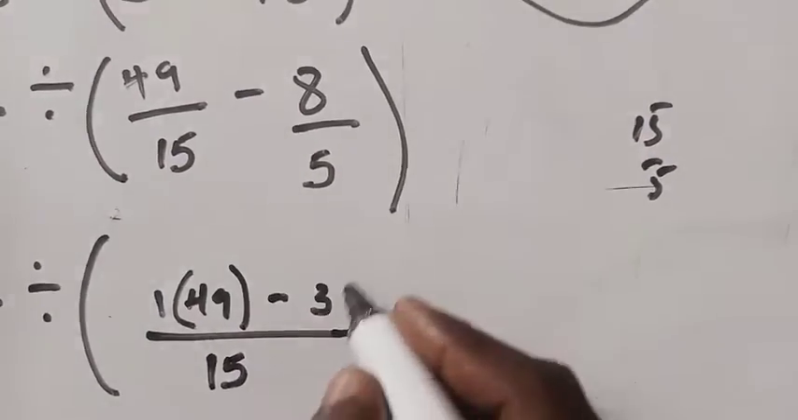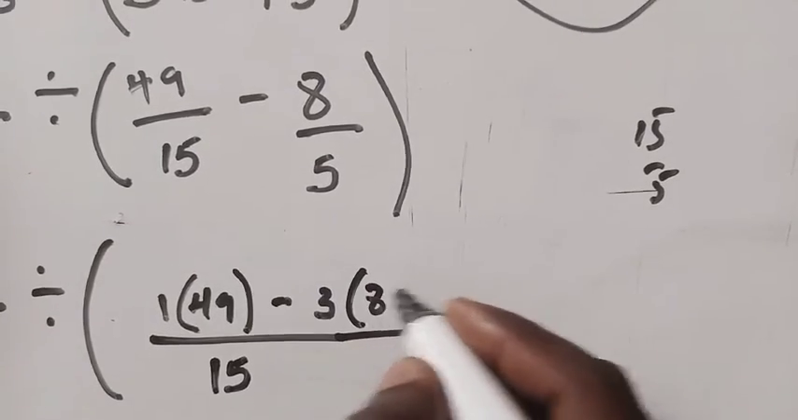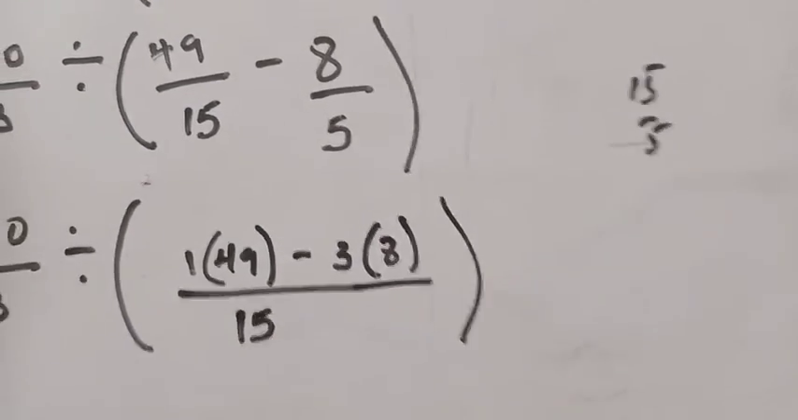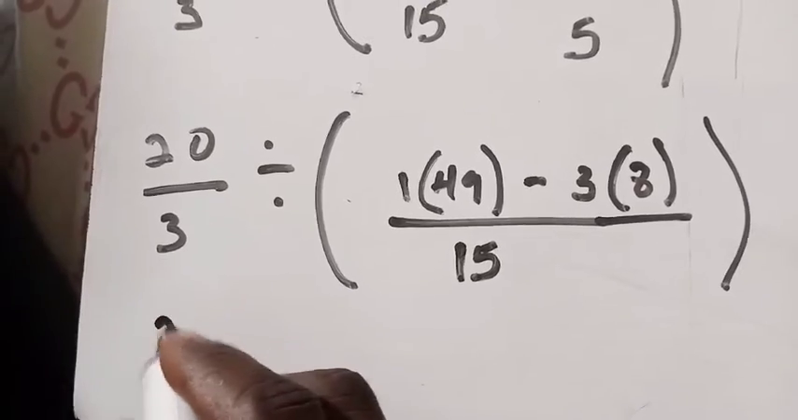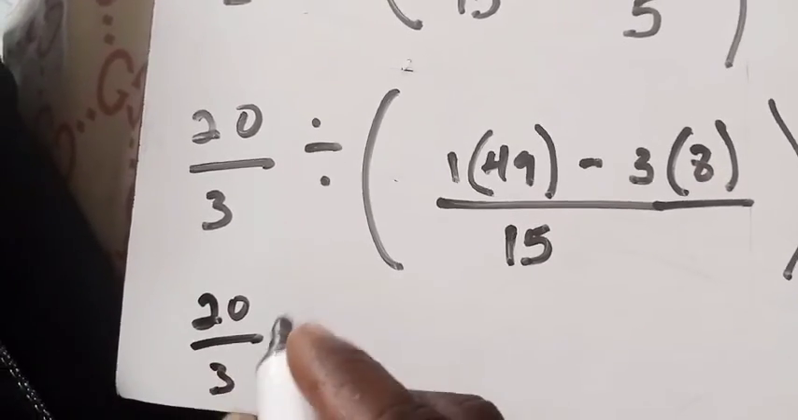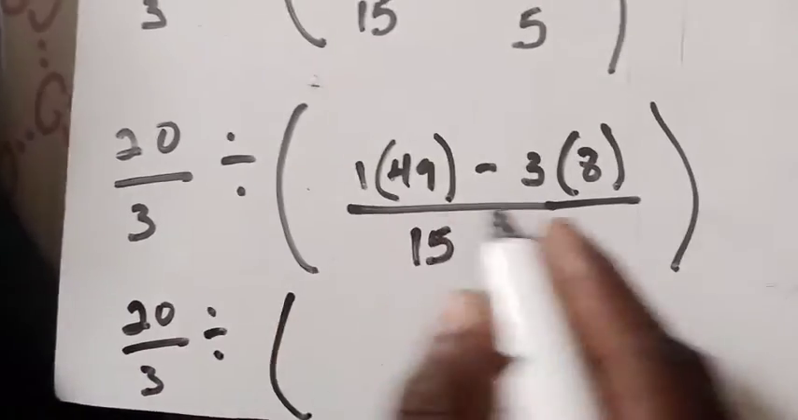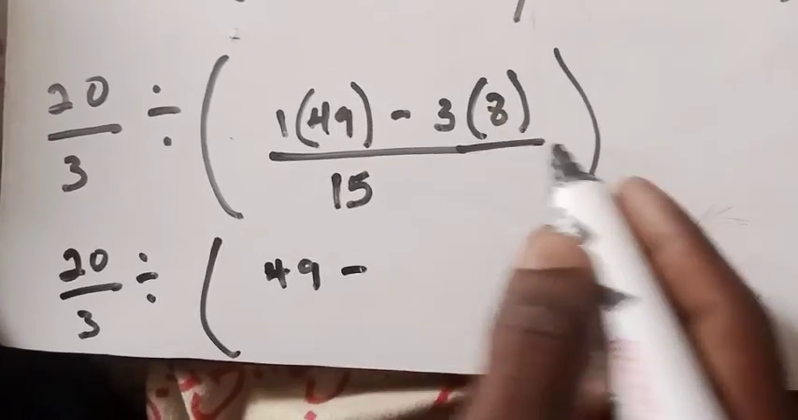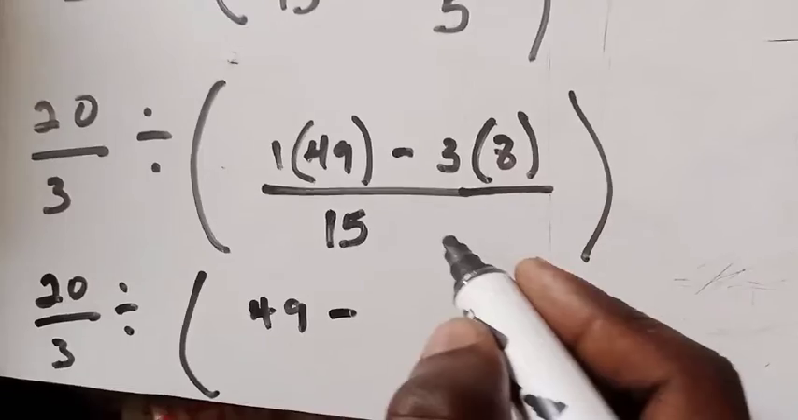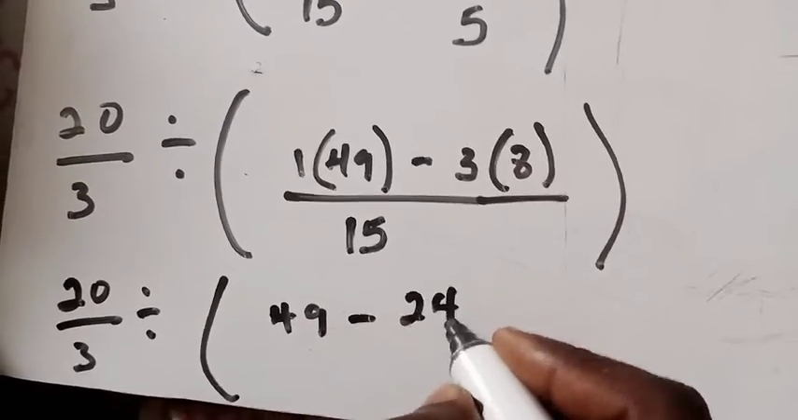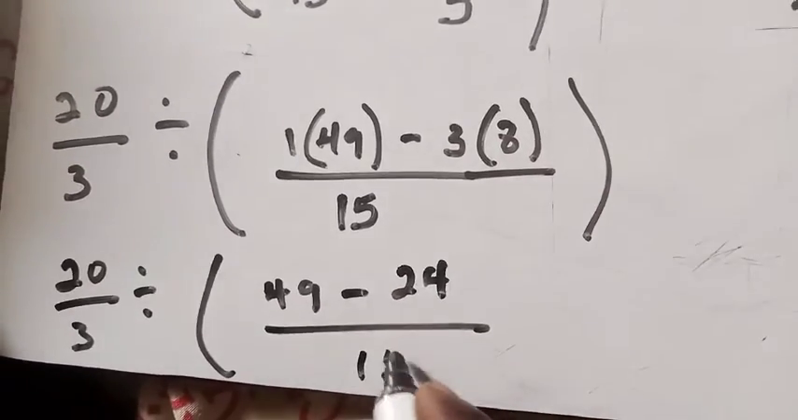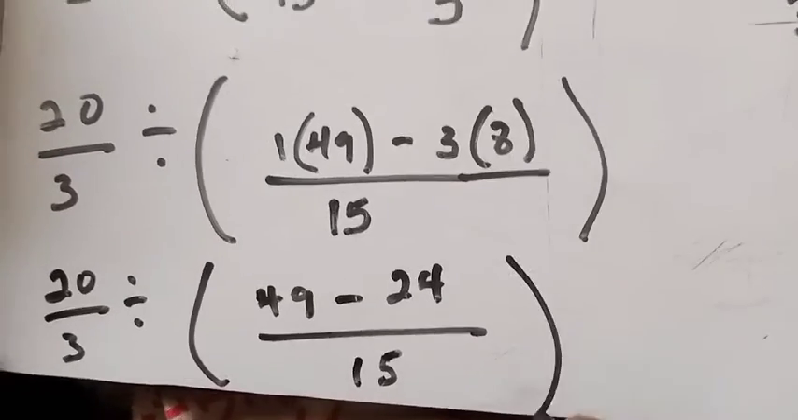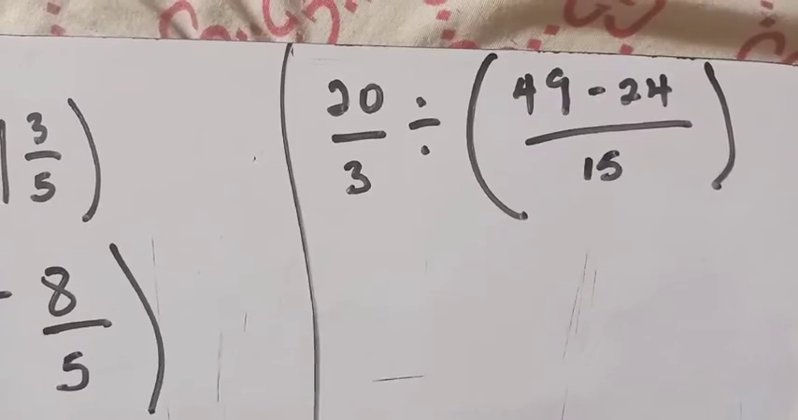Okay, so that would be 3, and then 3 multiplied by the top one, which is the 8. Okay, so perfect. So here we have our 20 as it is, 20 divided by, and then here we are going to perform the operation. That is equal to 49 minus, so this one will be what, 24, right? So 24 on 15. Okay, so perfect.